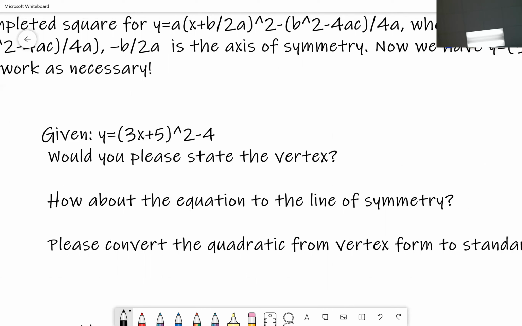So now it says, given y equals 3x plus 5 raised to the second minus 4, would you please state the vertex? Well, remember that the vertex has to be here, negative 5 thirds, comma, negative 4. Why? Well, the way I would like you to remember it is that whatever's inside that parentheses, you solve for when it equals zero.